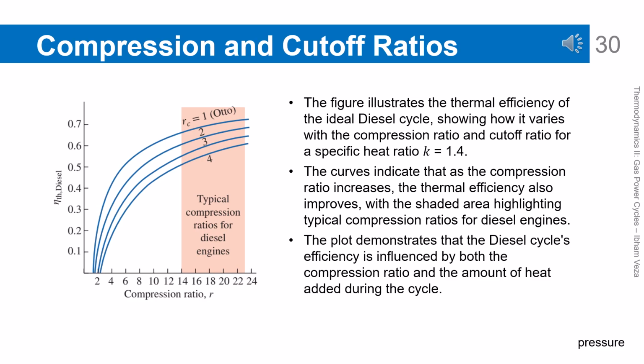Thermal efficiency of the diesel cycle. Compression and cutoff ratios. This graph shows how the efficiency of the diesel cycle is influenced by the compression ratio and the cutoff ratio. For a given K value, increasing the compression ratio generally increases efficiency. However, increasing the cutoff ratio too much reduces efficiency. This shows that the manner and duration of heat addition strongly affect cycle performance. Therefore, diesel engine design must consider both parameters simultaneously.